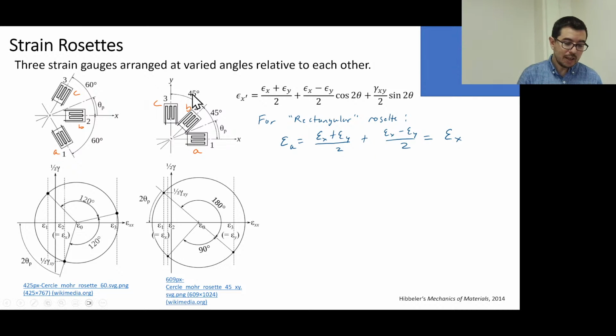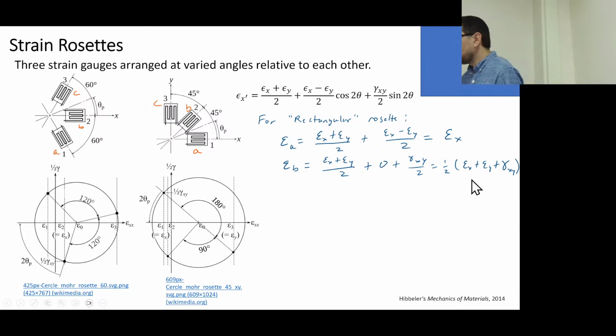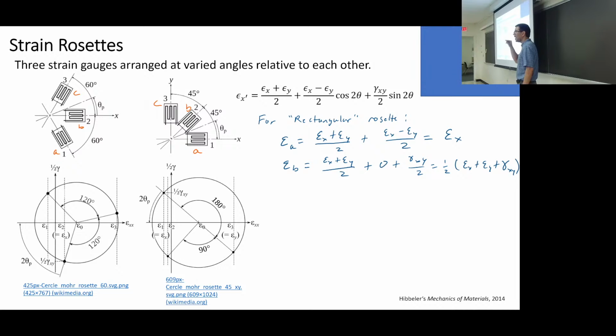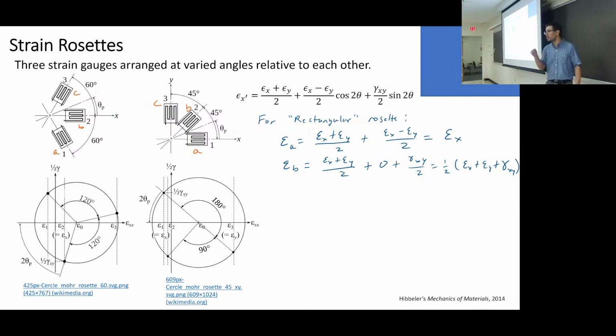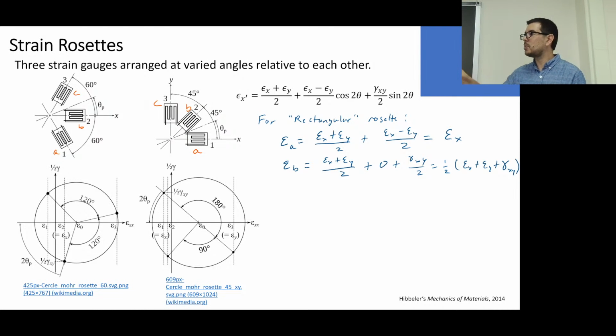So epsilon B is going to be plugging in theta equal to 45 degrees. Well, that would be 90 degrees for the doubled angle, so that term is going to be 0. But then we have this equal to 1, so now we capture a component of gamma xy over 2, and we still have the average. So epsilon B is capturing effects from strain in the x direction, strain in the y direction, and the shear strain. And then epsilon C, what do you guess? What is epsilon C capturing?